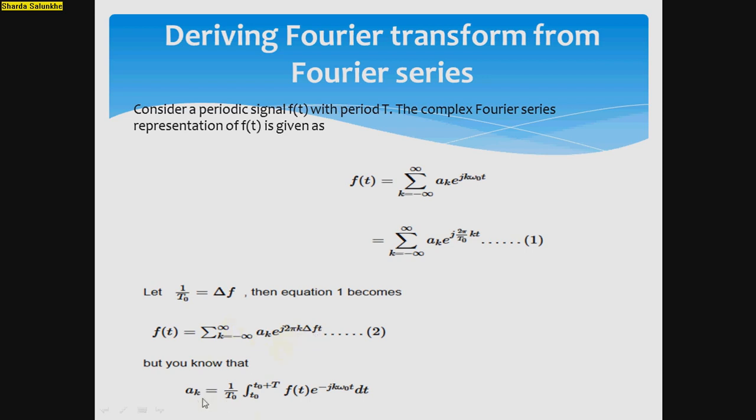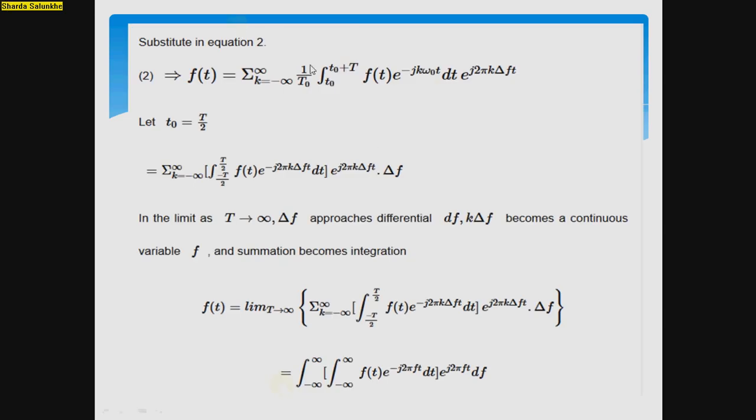And you know the a_k equation: a_k is equal to 1 by T0, integration over the period, f of t e raised to minus j k omega 0 t dt. Substituting in equation number 2, you will get f of t is equal to the summation from k equals minus infinity to infinity of 1 by T, integration over the period of f of t into e raised to minus j k omega 0 t dt, into e raised to j 2 pi k delta f t.